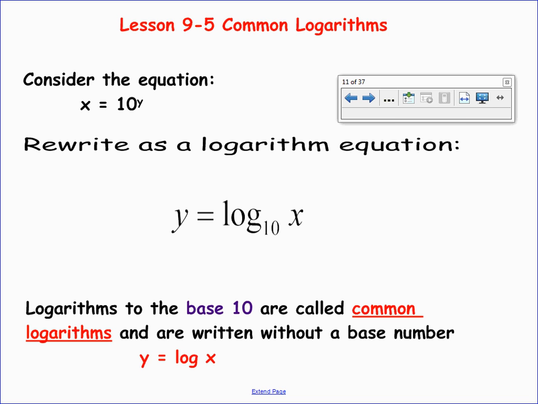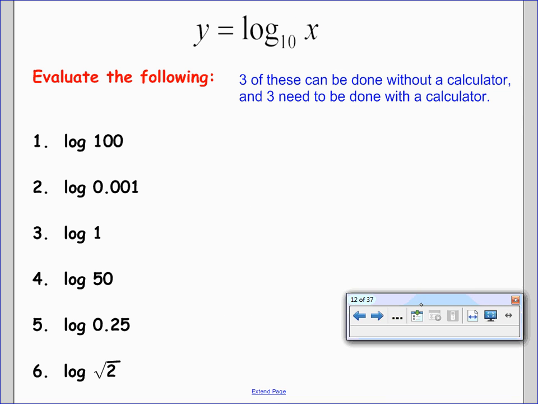Logarithms to the base 10 are called common logarithms and are written without a base number. y equals log of x means y equals log base 10 of x, but we don't write that, kind of to save time. So now we can evaluate three of these common logs without using a calculator.